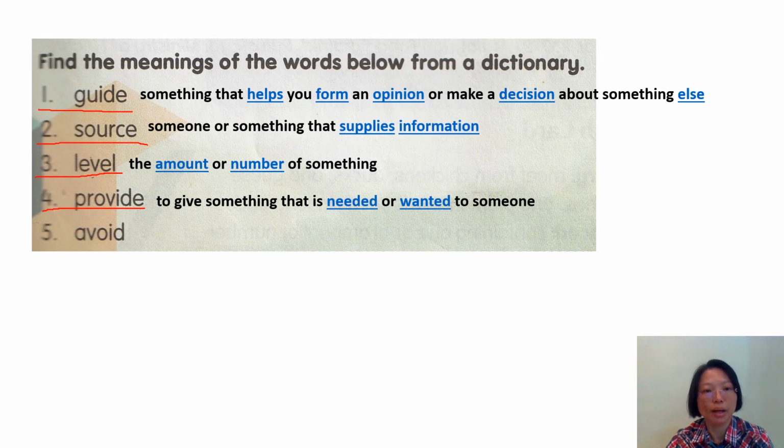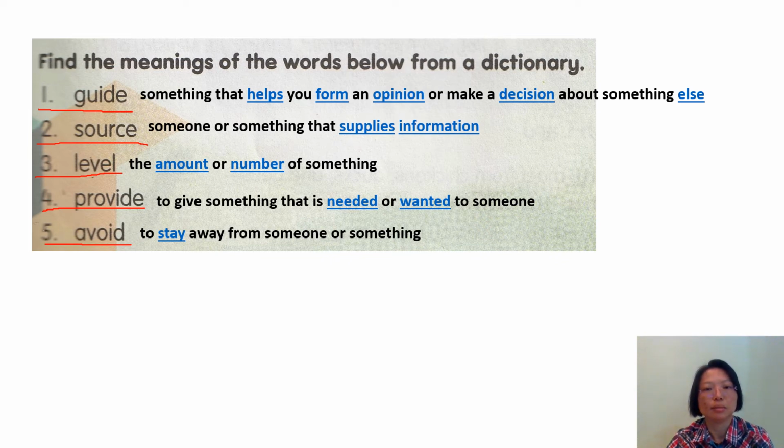Now let's look at number 5, avoid. What is the meaning of avoid? Avoid means to stay away from someone or something. For example, like what we learned from the food pyramid, we must avoid eating too much fat, oils, or sugar, even salt, so that we will not get a lot of diseases. Avoid means we must stay away.